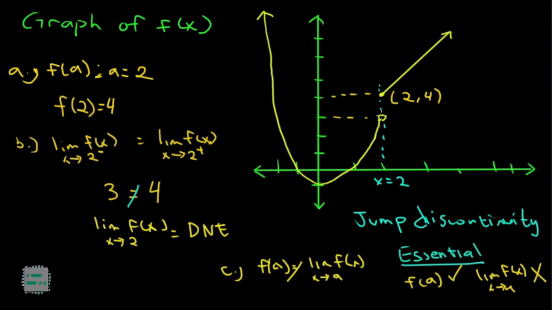From the left side, naputol, nagpatuloy ulit pa kanan. Pero tumalon, merong gap sa pagitan niya. So may f of a yan pero walang overall limit. May one-sided limits naman kasi hindi parehas, so walang overall limit. So that's the jump discontinuity under essential discontinuity.